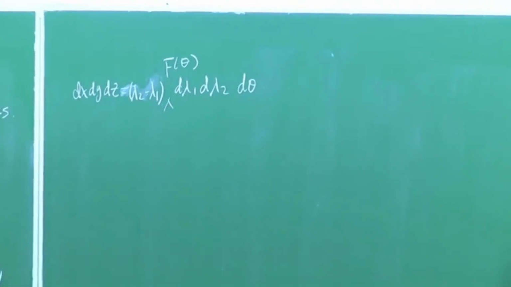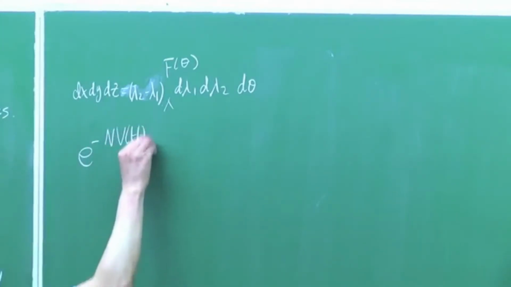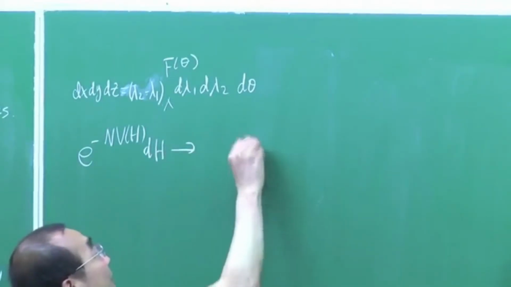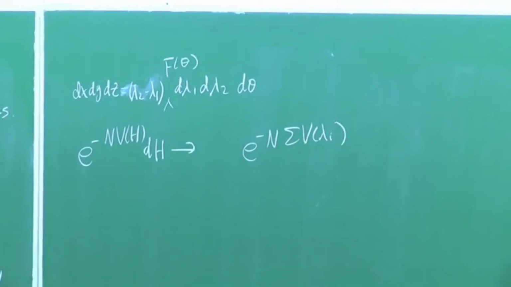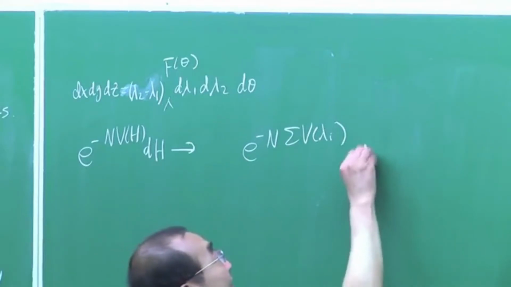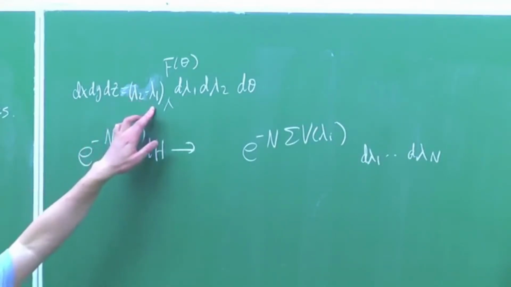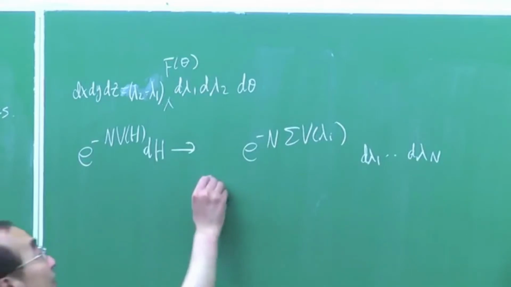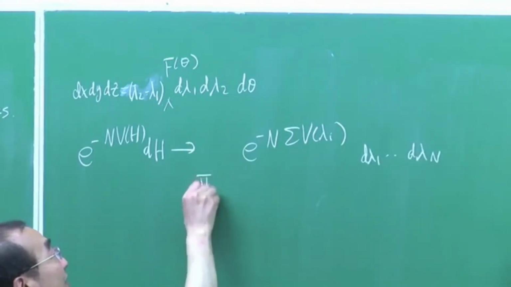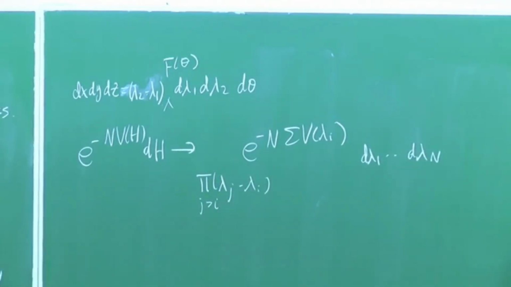Then this measure e to the minus n V of H dH will go to e to the minus n summation V of lambda i, with d lambda 1 to d lambda n. This lambda 2 minus lambda 1 is the case of n equal to 2. In general, you will find the product of lambda j minus lambda i, j bigger than i, and then there's f of theta d theta.